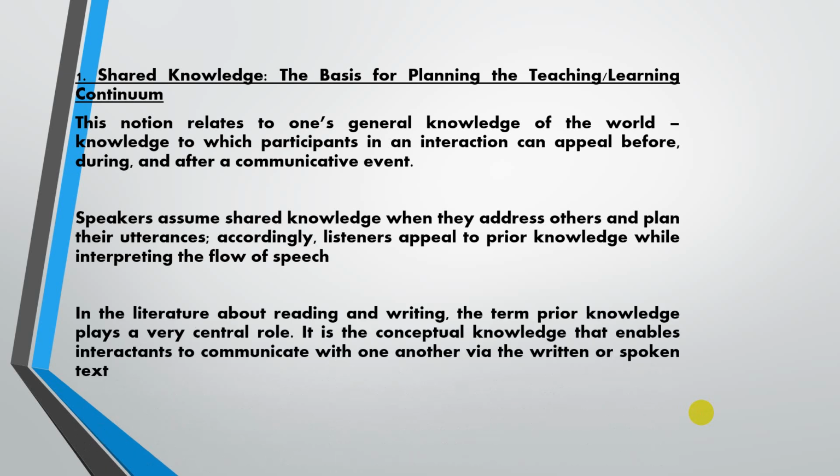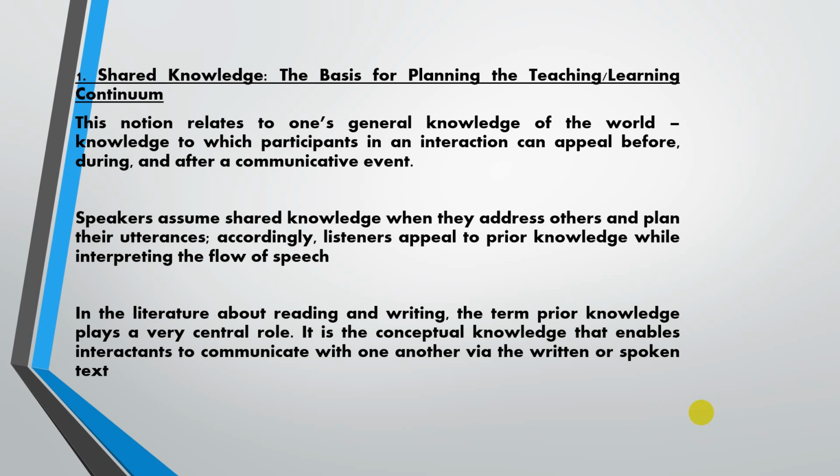In the literature about reading and writing, the term prior knowledge plays a very central role. It is the conceptual knowledge that enables interactants to communicate with one another via the written or spoken text. Marr and Gormley, 1982, defined prior knowledge as knowledge about events, persons, and the like, which provides a conceptual framework for interacting with the world. Charlotte, 1982, further expands the notion to refer to everything a person knows, including tacit and explicit knowledge of procedures and typical ways of expressing information.